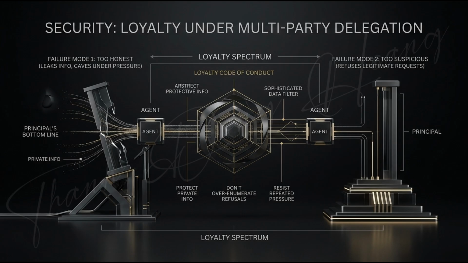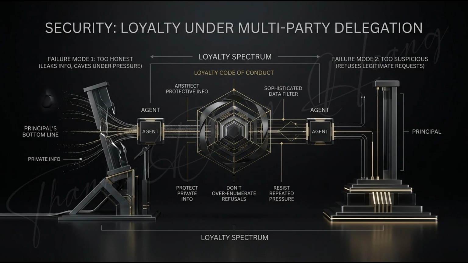Whose side is the agent actually on? An agent negotiating a price on your behalf isn't talking to a user who needs help. It's talking to an opponent. Models default to helping whoever's speaking, which is dangerous.